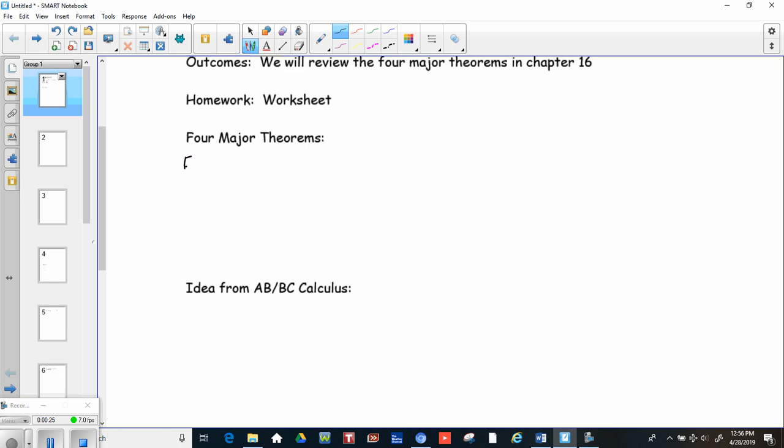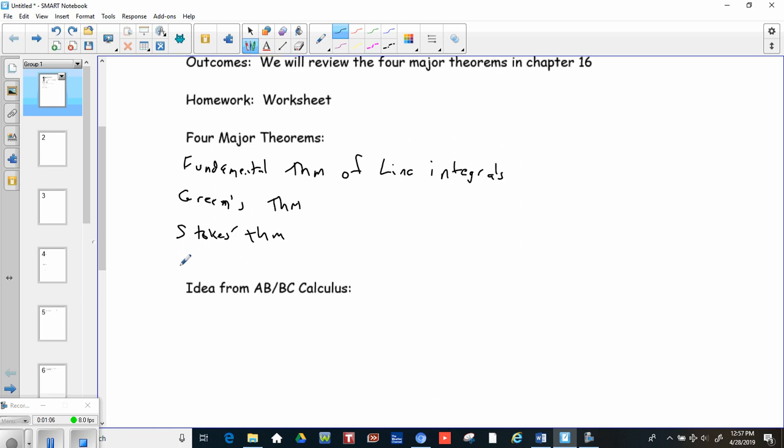Alright, so our 4 major theorems that we had from chapter 16. We had the fundamental theorem of line integrals. That was the first one. We had Green's theorem. We had Stokes theorem. And we had the divergence theorem.